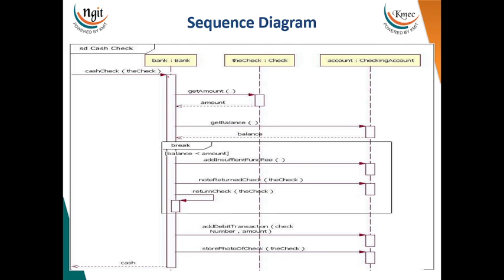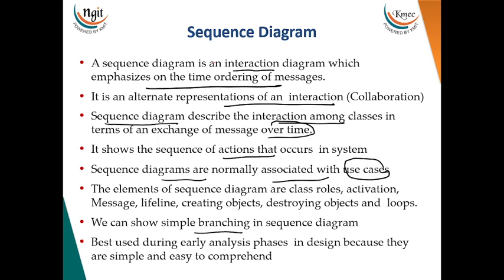And here is also a sequence diagram, in more detail. Check cash, get amount, amount received, get balance, received. Then if balance is less than amount, insufficient balance. We check it, if balance is not enough, return the check. Add debit transaction, yes. Store all the details. Then it is a cash return. So this is something about sequence diagrams.